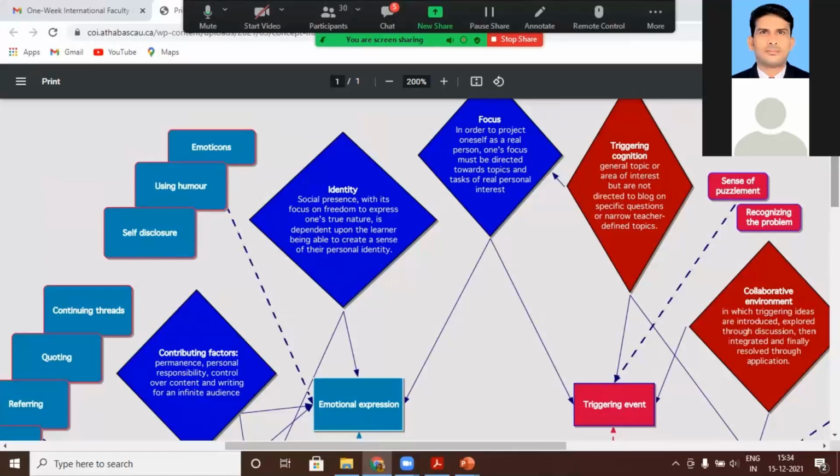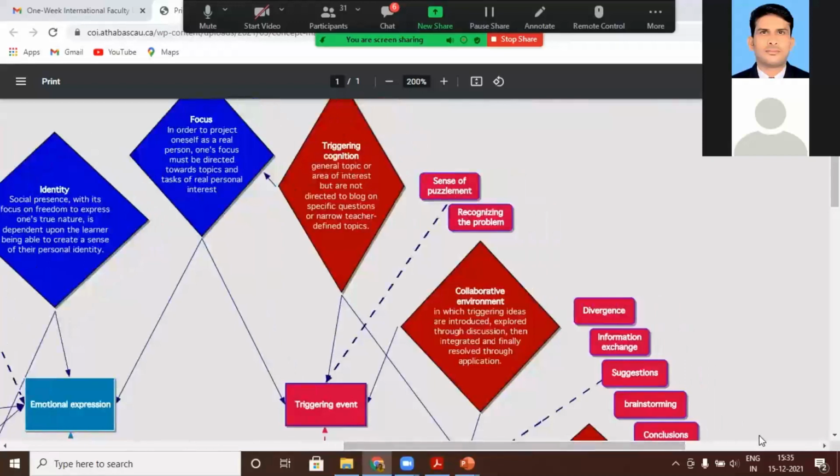Then using humor. Humor is very important because in the online environment, many times teaching and learning is very boring. So if you are not using any humor, if you are not trying to connect with the learners, it will be difficult for them. And if you use humor appropriately, you and your learner can come onto the same page and they feel more open with you. Self-disclosure. This is also very important. If you do not have a particular skill, or you are not comfortable with something, there is nothing wrong in accepting it. So that is the part of emotional expression.